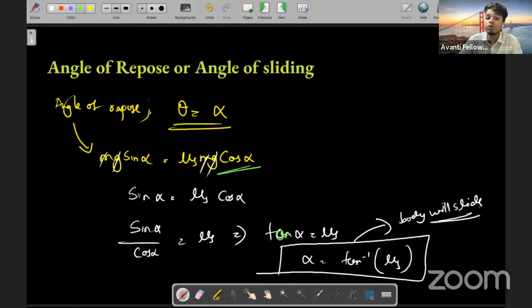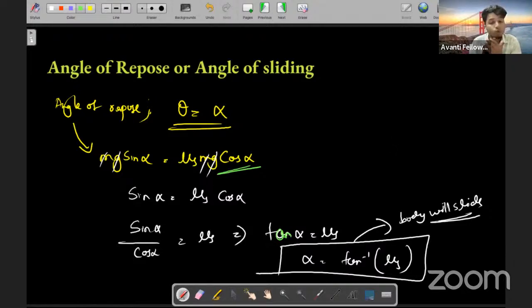I do agree that mu s, the coefficient of static friction, the limiting friction, is the same. But the concept of angle of friction and angle of repose is completely different. This angle of repose comes when you're increasing the theta and at a particular angle. I'm telling you the concept, concept-wise.